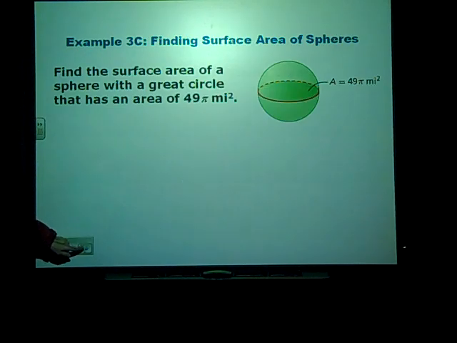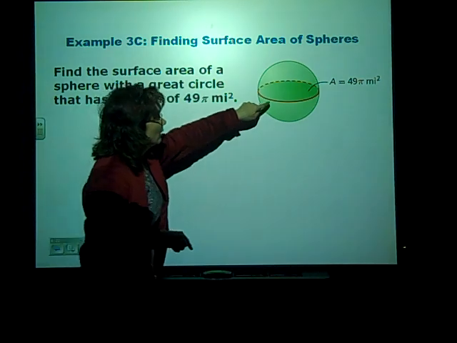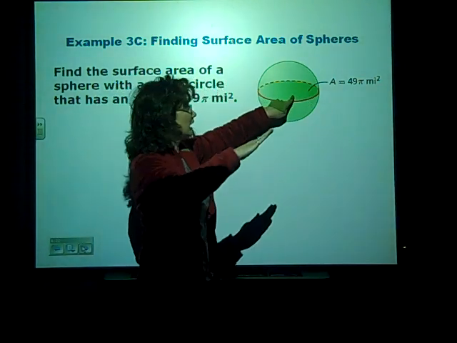Okay? Now, one more thing, find the surface area of a sphere with a great circle with an area of 49 pi. Going back to the vocabulary at the start of the video, great circle is this big circle if you cut it in half.